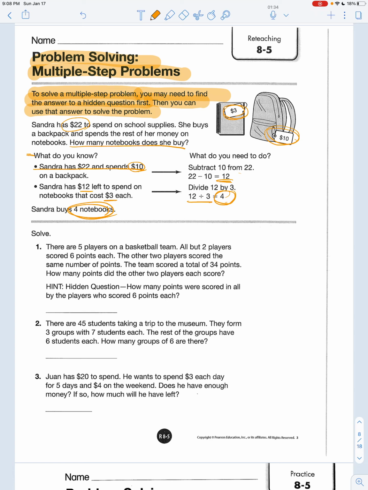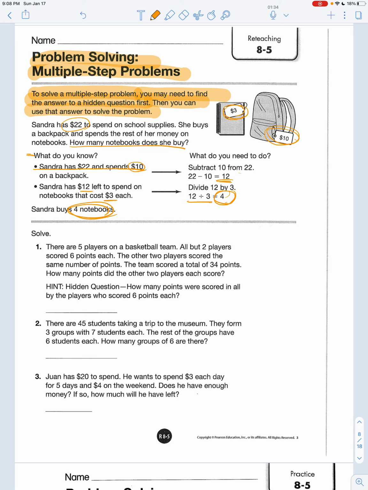Let's look at number 1 together and just see if we can figure it out. So often, and I should tell my class, it's important to read the entire question first and then go back through and dissect it or break it apart, because sometimes you just have to read it a couple times. So let's read it together first.